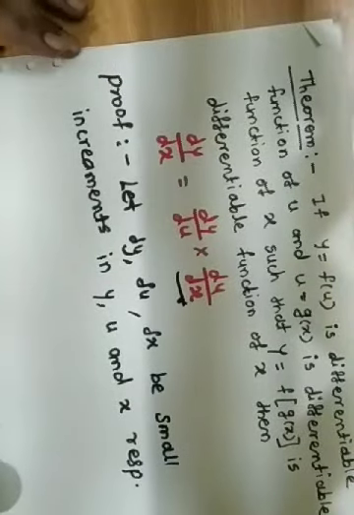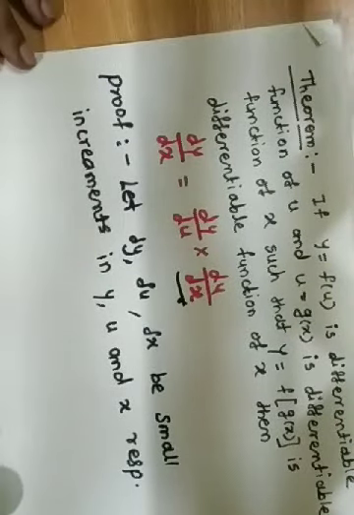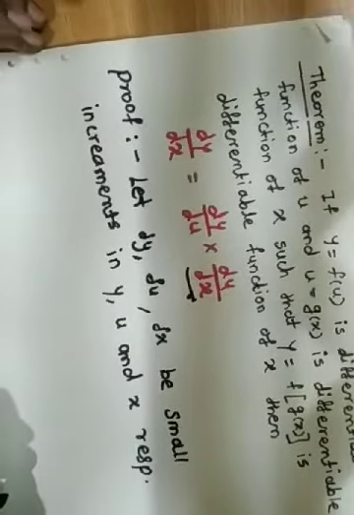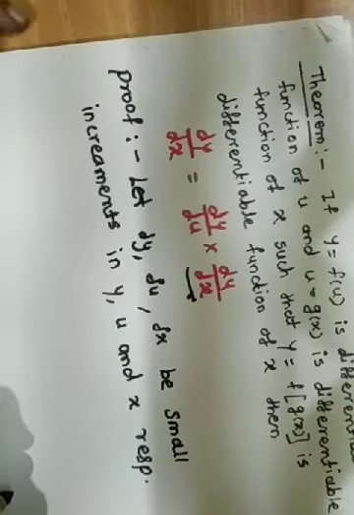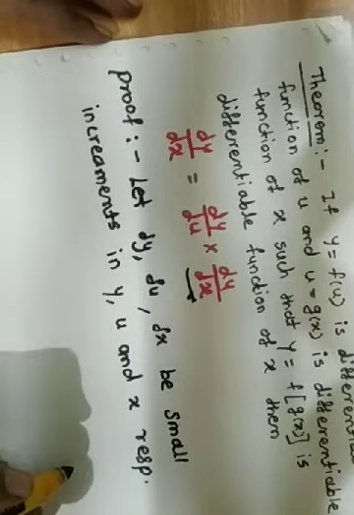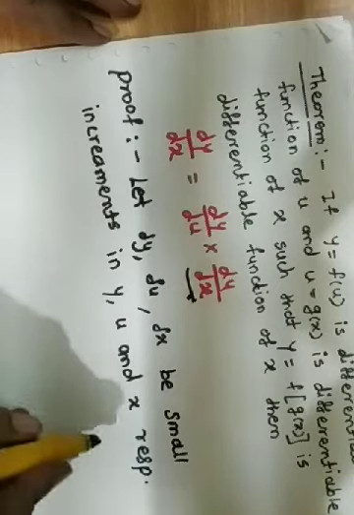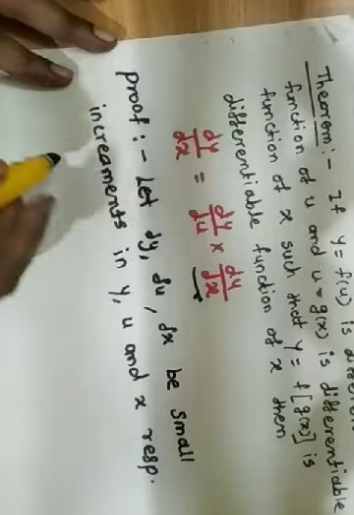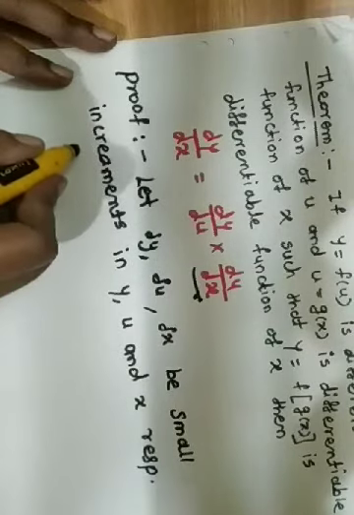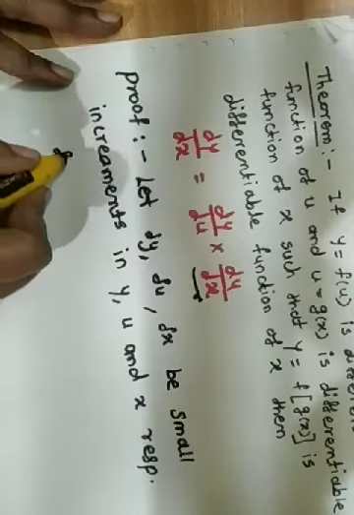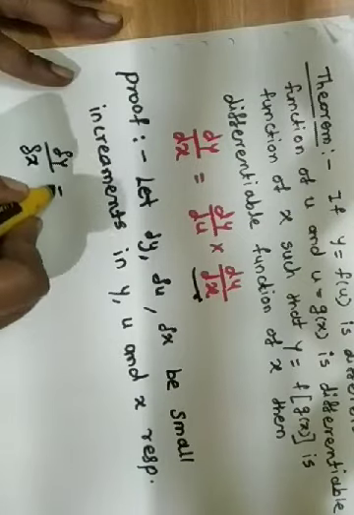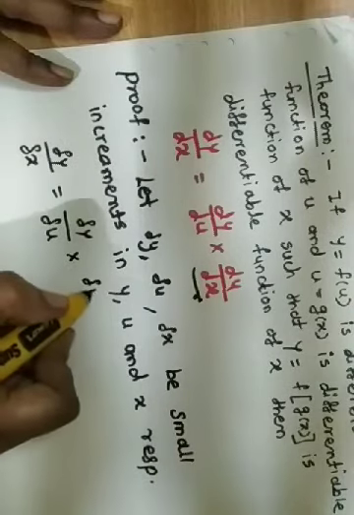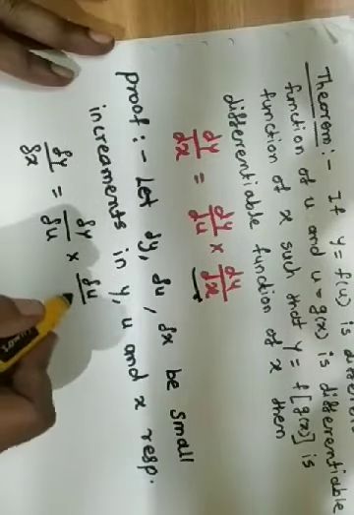First we have to find out how many variables are there, and we have to write the small increments in these variables. Let us take the given rule, that is delta y by delta x is equal to delta y by delta u into delta u by delta x.